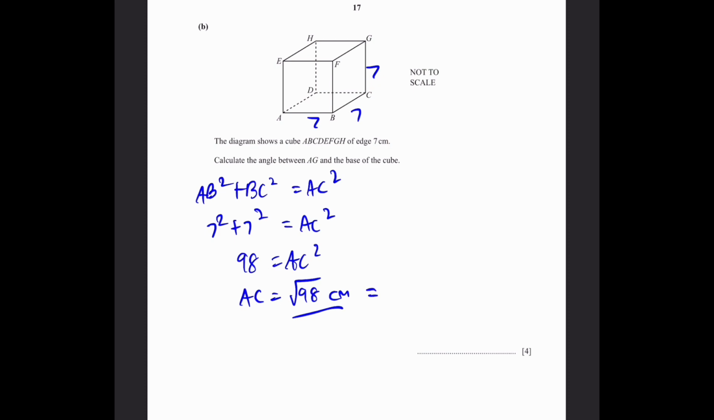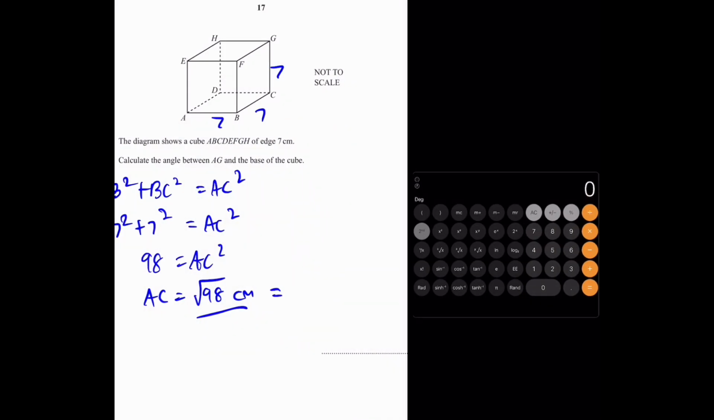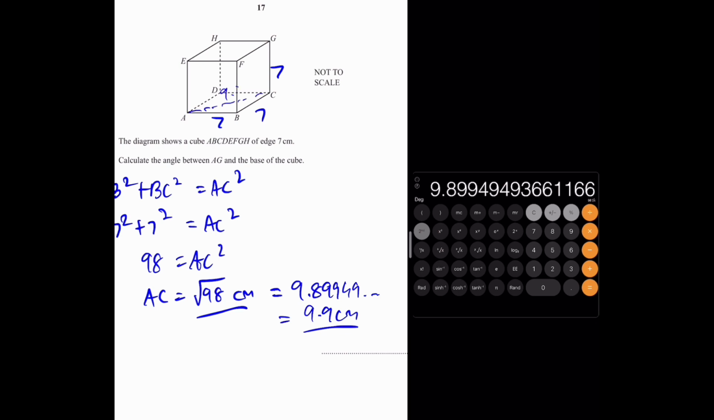And we can, of course, write this in a decimal by doing this on a calculator. Root 98, 9.89949. And we can write this as 9.9 centimeters because we rounded to 3 significant figures. 9.899 rounds to 9.90. So yeah, that's 9.9. And this is 9.9 centimeters. And you might think that we need to find the length AG to find this angle. But in fact, we don't need to.